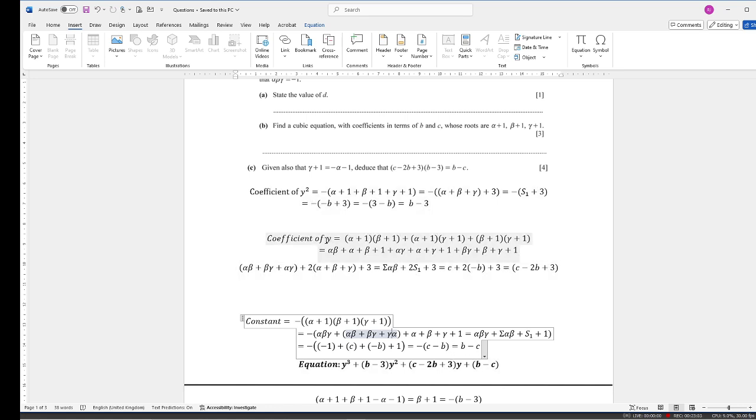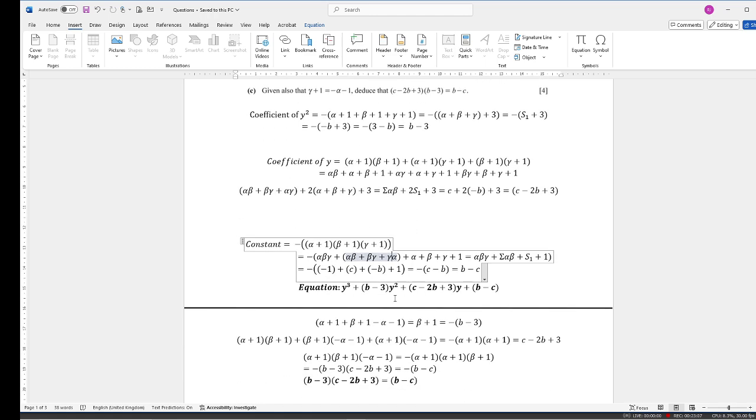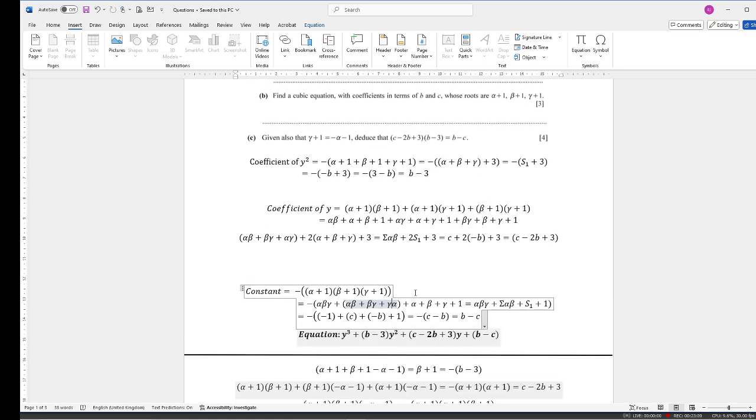So that's your constant right here. We found the coefficient of y and we found the coefficient of y squared. Therefore, our equation becomes this.